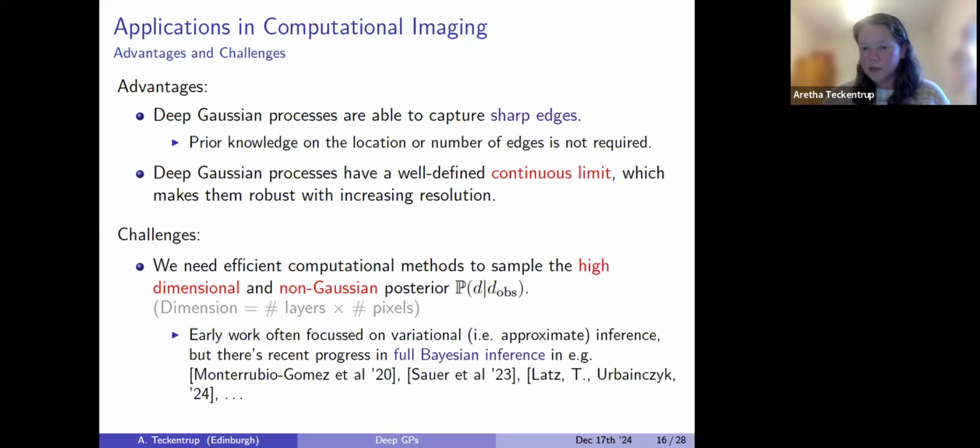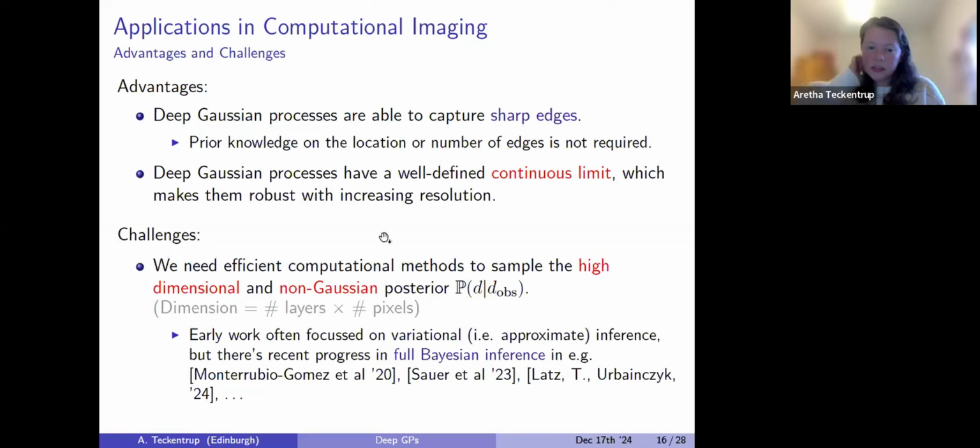Because the deep Gaussian processes have a well-defined continuous limit, right? So you don't define them on the pixel space, where you first define them as a continuous function, and then you downsample to get the distribution on the image space. That does mean that they are robust with increasing resolution. Some of the other well-used priors in computational imaging don't have that, so they are not robust, or they are not discretization invariant, and so that's something that's nice about the deep Gaussian process as well.